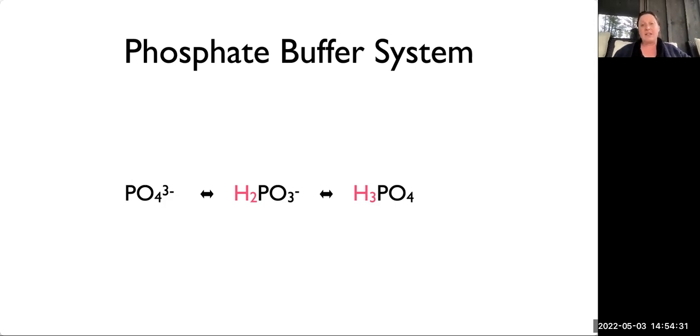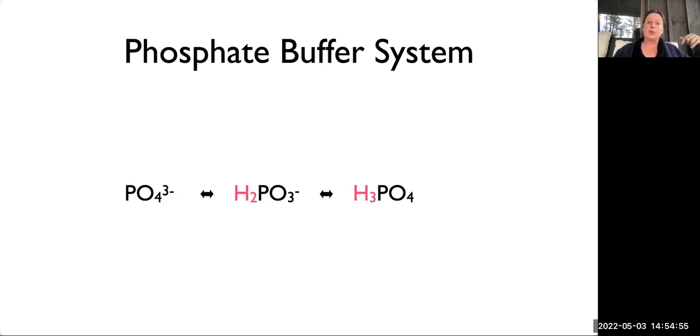But the problem is that a buffer can only correct so much. If you think of a buffer as being like a sponge that soaks up extra protons, or if you squeeze it, can release some, a sponge can only hold so much water before it's saturated. The same thing is true for the chemical buffering systems in our body. So we need some extra help.